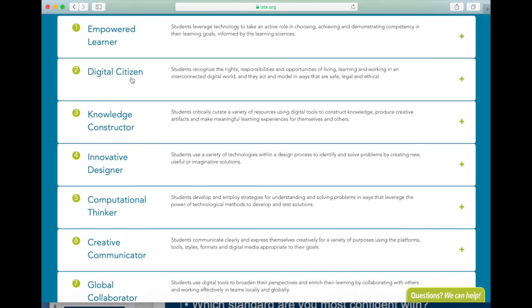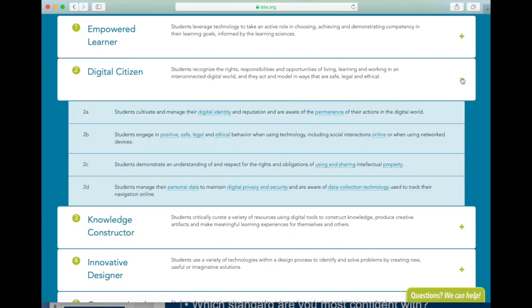Look at number 2, digital citizen. Students recognize the rights, responsibilities, and opportunities of living, learning, and working in an interconnected digital world. And then we look here. Here are the 2A, B, C, D, the actual standards. We will be doing an entire unit on digital citizenship later this semester.